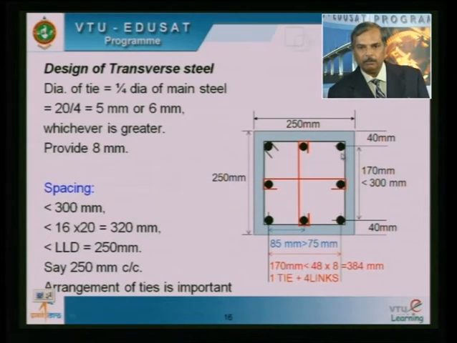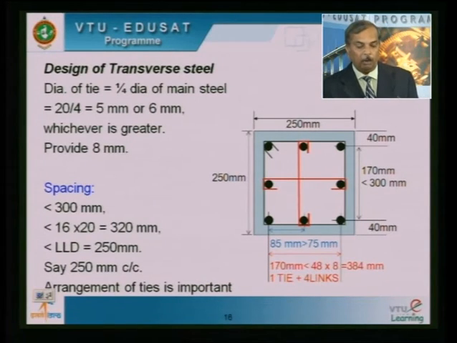But what is the distance again? That is half of 170, that is 85. Now since this distance is 85, which is greater than 75, it is not less than 75. Code says that if the distance between the successive bars is less than 75, that particular bar can be avoided from tying, so that the rest of the bars can be tied depending on the situation. But now, since it is more than 75, I can't avoid, so I need to tie all the bars.